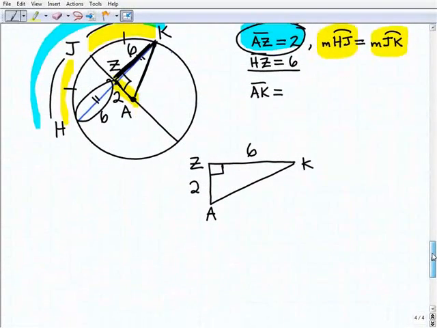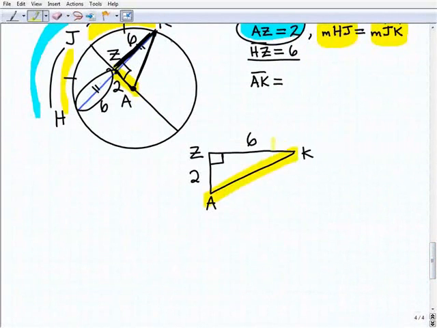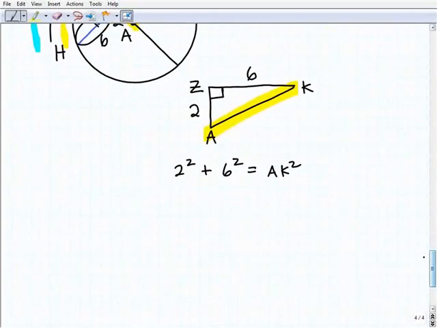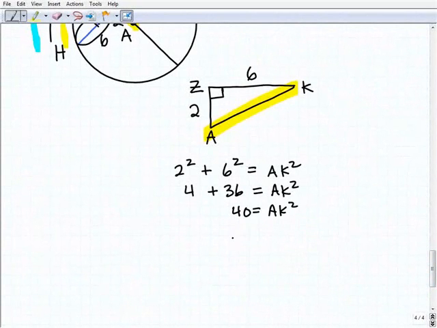Now I can go ahead and solve for AK. Once again, just a simple application of the Pythagorean theorem. This is going to be 2 squared plus 6 squared equal to AK squared. If you haven't tried this, solve this problem and see if you can simplify the radical, because there is going to be a radical here. So this is 4 plus 36 equals AK squared, or 40 equals AK squared. So AK, the distance we were looking for, is equal to the square root of 40.